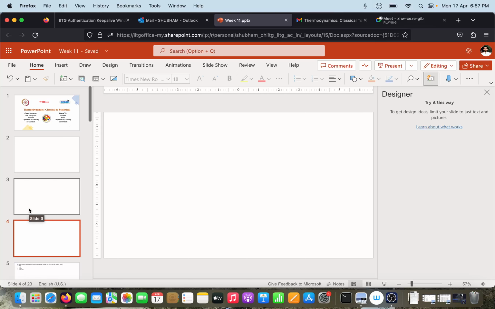So this is week 11, and I am Shubham, the course TA for the course Thermodynamics, Classical to Statistical, taught by Professor Sandeep Paul. First of all, we will solve some questions that are given in the assignment, but before that we will revise these formulas. So we will revise initially and then we will go to the question part.